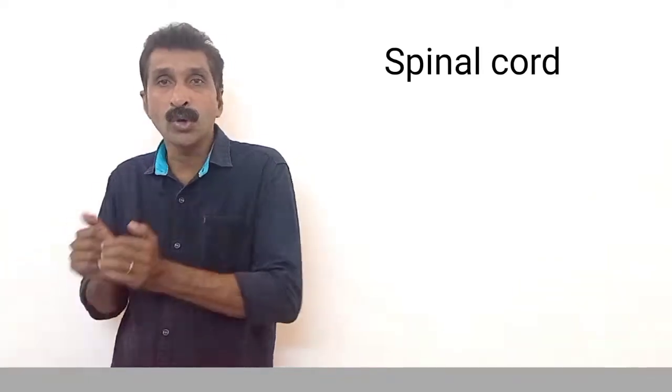In the last class we learned about the structure of the brain and the different parts of the brain. The main parts of the brain are the cerebrum, cerebellum, medulla oblongata, thalamus and hypothalamus. And I think you learned the parts of the brain and the functions of each and every part. In today's class, we are going to learn about the spinal cord.